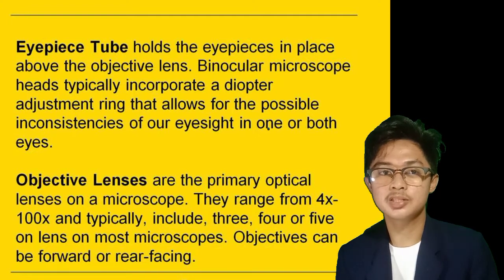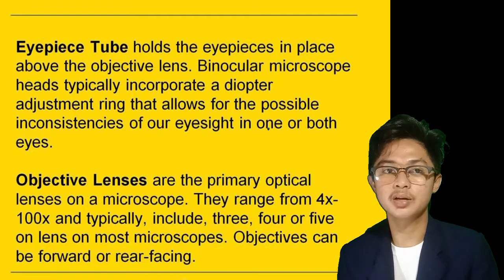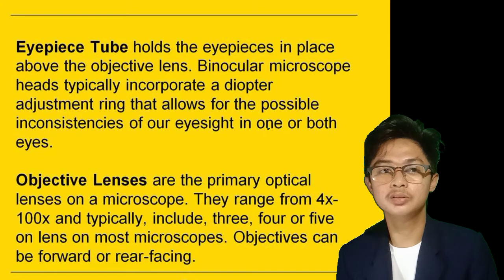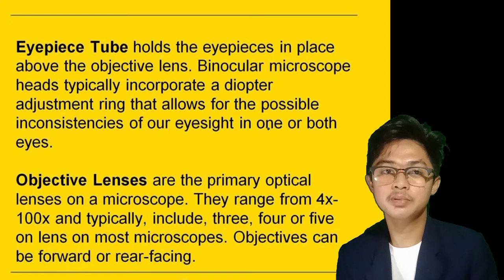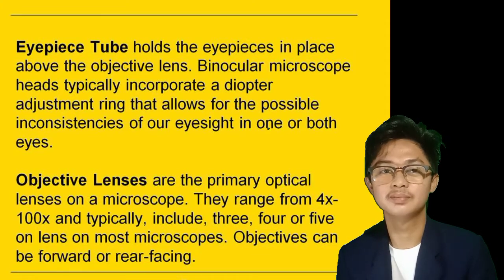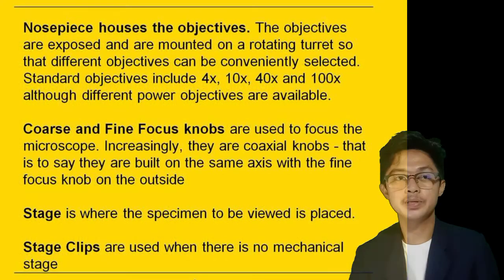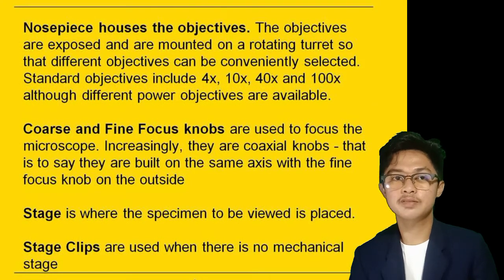For the objective lenses, these are the primary optical lenses in a microscope, which range from 4 times to 100 times and typically include 3, 4, or 5 on most microscopes. Objectives can be forward or rear facing. Nose piece houses the objectives. The objectives are exposed and are mounted on a rotating turret so that different objectives can be conveniently selected. Standard objectives include 4 times, 10 times, 40 times, and 100 times, although different power objectives are available.